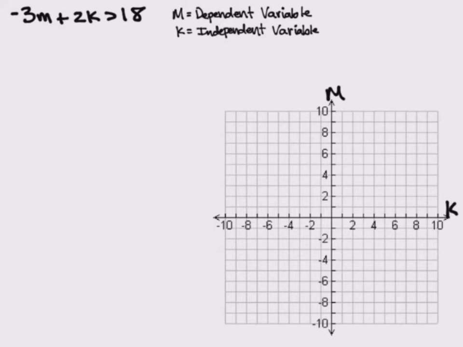Two big differences. The obvious one is we're not using x and y anymore, we're using m and k, so let's let m be our dependent variable, k be our independent variable, and we're dealing with an inequality where we have something as strictly greater than 18, and not greater than or equal to.